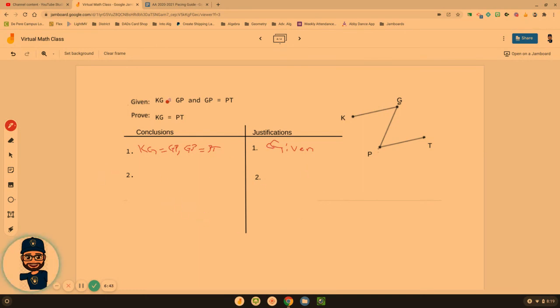Now notice, we're trying to prove that KG is congruent to PT. They are connected. They have a common piece, GP. They're both equal to GP. So we can cut out GP, or we can deduce that KG must be equal to PT. They must be equal because they have a common segment, GP, and that's, again, the transitive property. So the transitive property is our last justification.